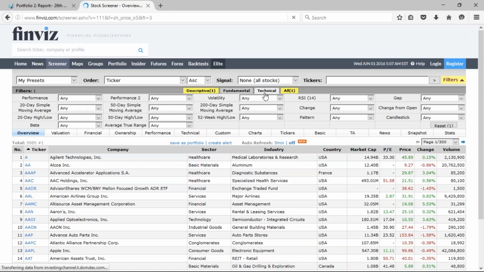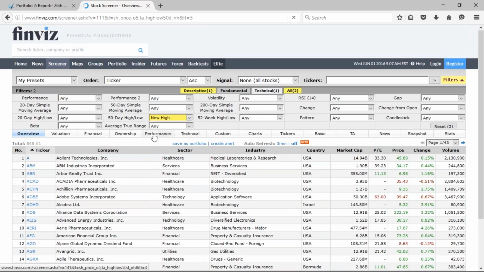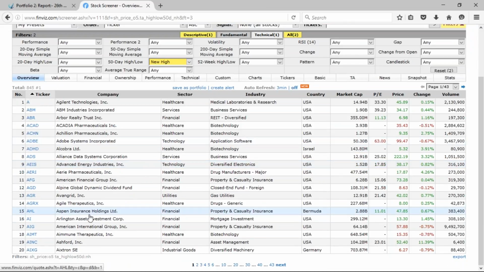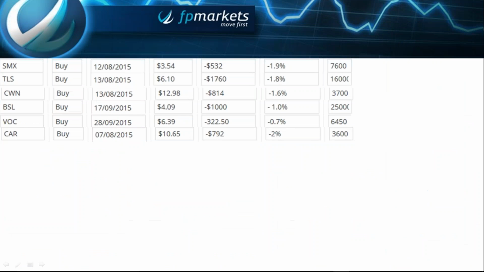Then in the technical area down here we just go for a simple 50-day new high. 50-day new high, and I think that's really all we want there. There's candlestick, it'll scan for candlestick patterns and so on, but it'll give you a list of stocks that you can go through. There's about 400 odd there at the moment, but you can keep adding parameters to bring that down, and you can end up with 20 or 30. And it's not a bad place to start if you're looking at the US markets.